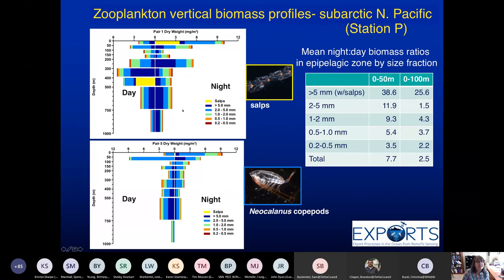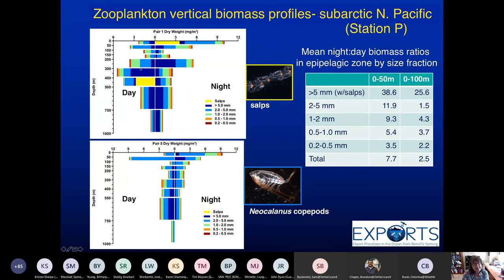And these are what the data look like. This is a couple of different depth profiles. We've got the day on the left here and the night on the right, and you're looking from 0 to 1,000 meters, so we're talking deep open ocean here. These are different size classes of biomass of zooplankton caught in the net. The darker blue are larger size classes, and the redder colors are smaller size classes. The yellow here is a certain kind of zooplankton, salps, and I'll talk more about that in a moment.